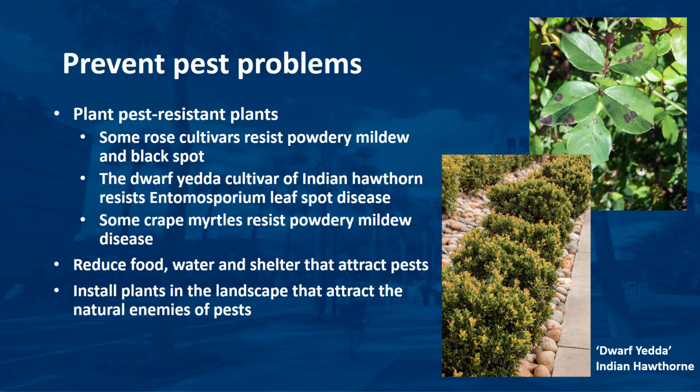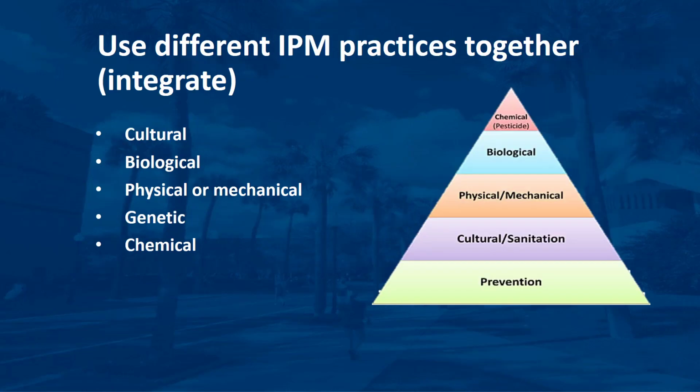Make alterations to the landscape so that it does not attract pests. Reduce food, water, and shelter that attracts pests. Install plants in the landscape that attract the natural enemies of pests. Cultural, biological, physical or mechanical, genetic, and chemical controls are all IPM practices. Use them as necessary to help prevent problems and keep pest numbers down.